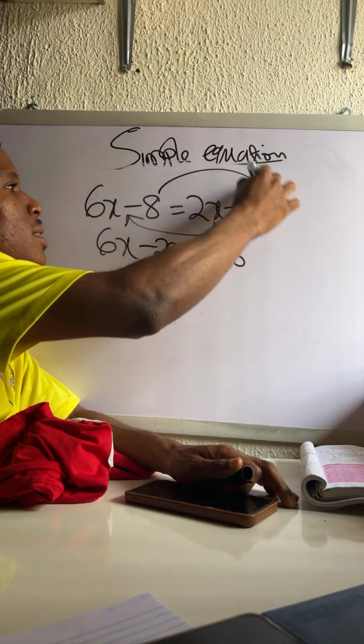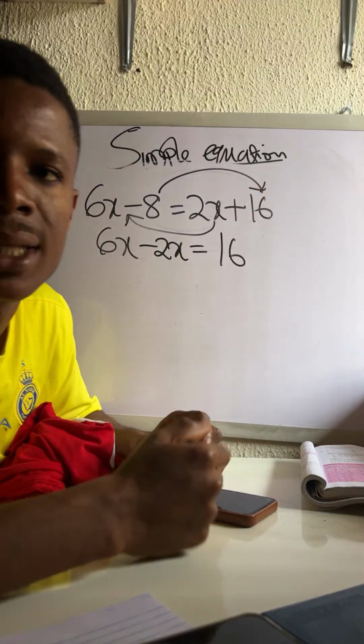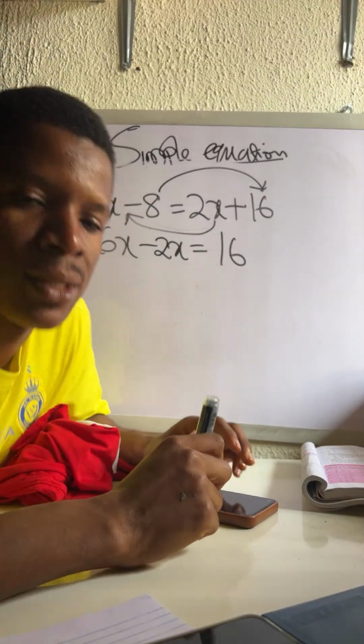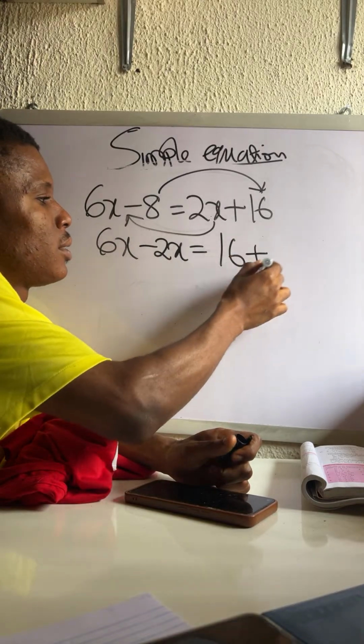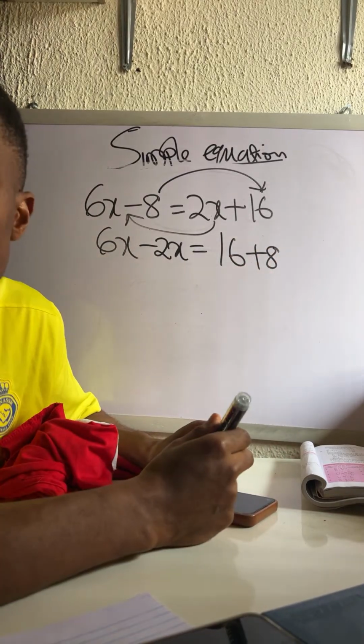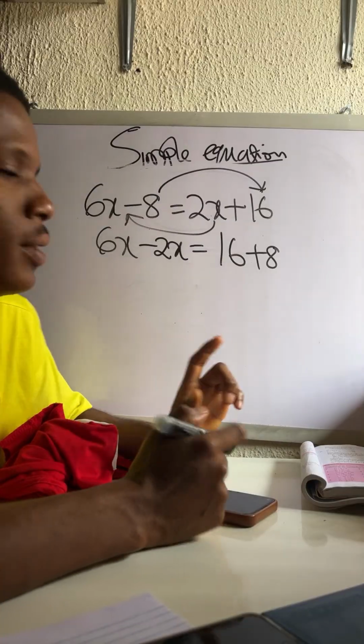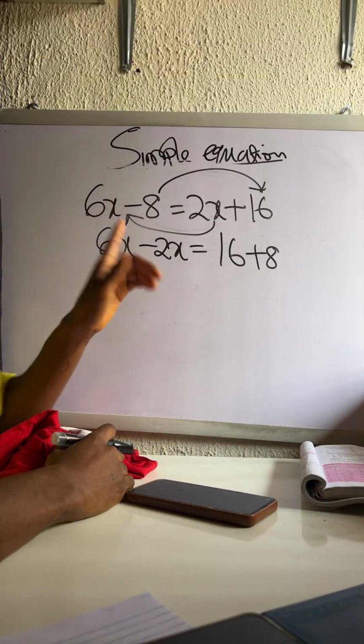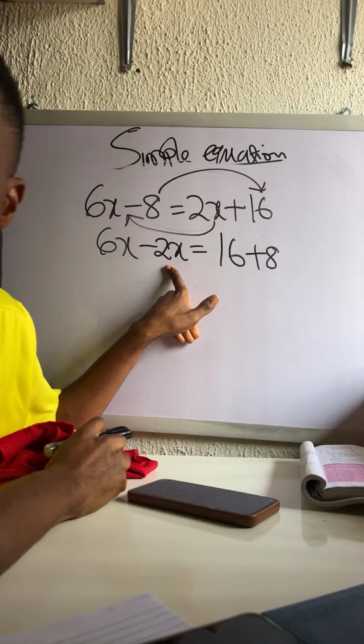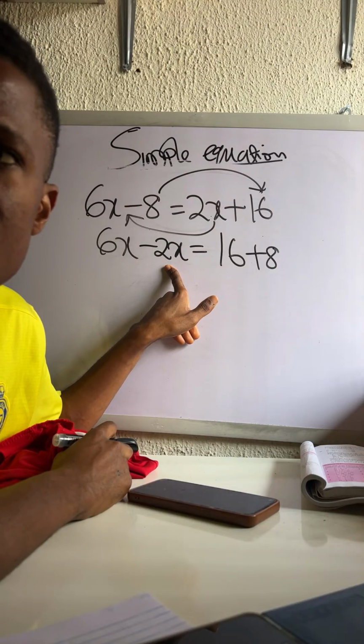Then if minus 8 crosses equality sign, what do we get? You are going to get positive 8, right? So if you are following, let's do this together, no rush. 6x plus 2x is what? What's the answer in the comments? Let me pick from there.